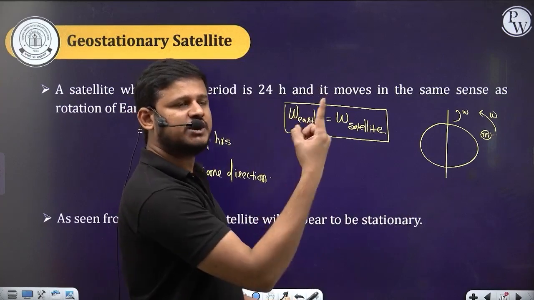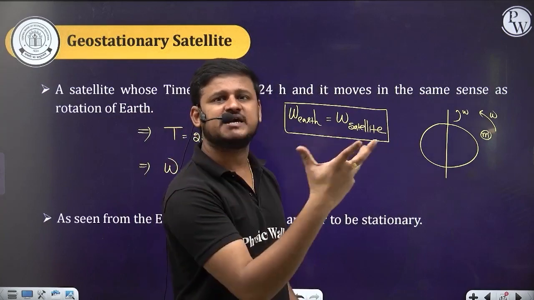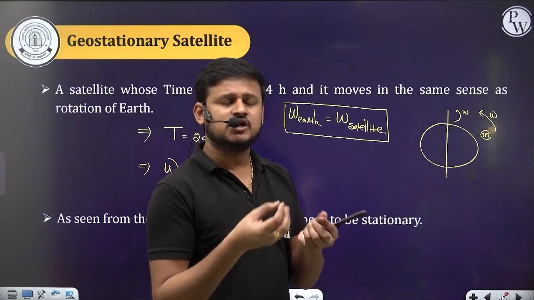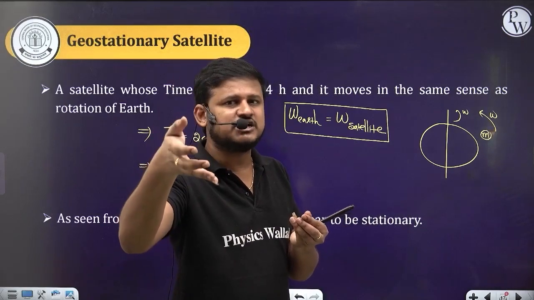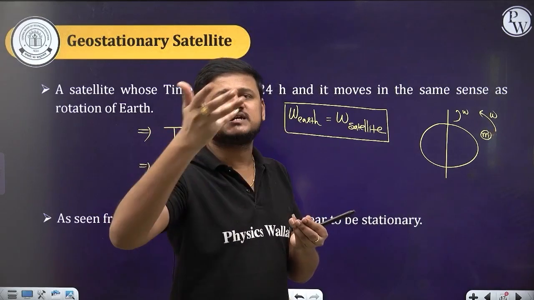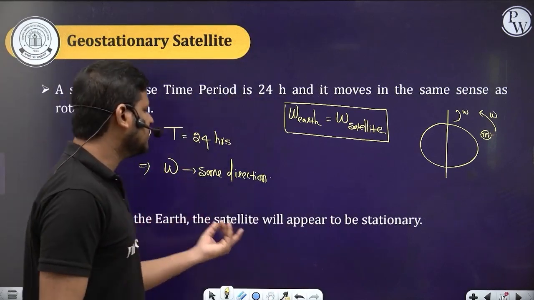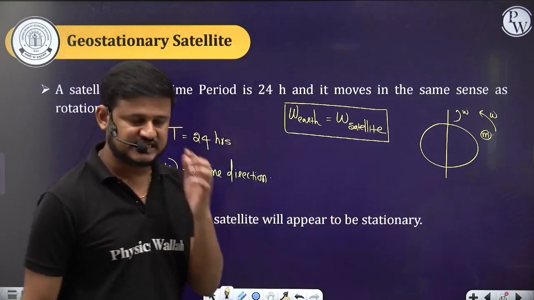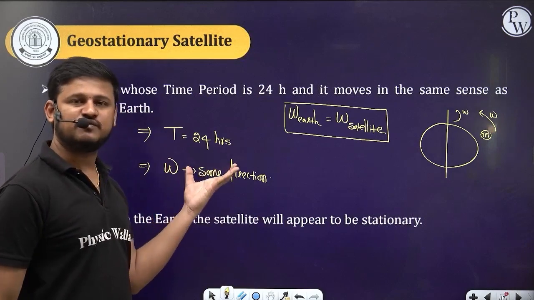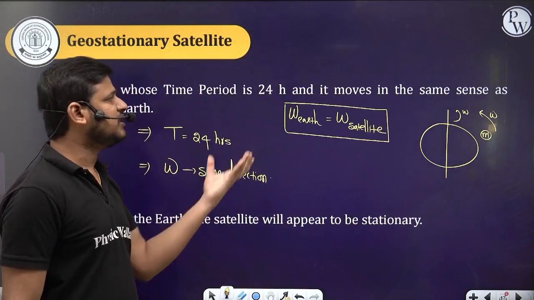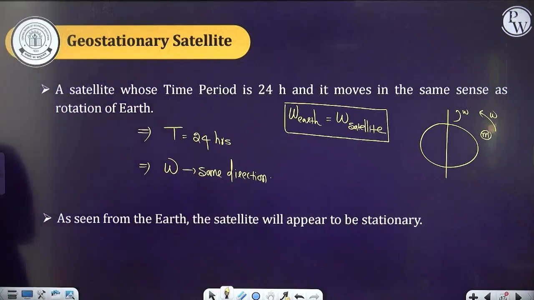Same way here also. The earth is rotating and the satellite is also rotating with the same omega and in the same direction. So if the earth observes the satellite, the satellite seems to be at rest. If the satellite observes the earth, the earth seems to be at rest with respect to the satellite. That's what the statement says: as seen from the earth, the satellite will appear to be stationary. Clear? So there are two conditions for a geostationary satellite: the time period should be 24 hours, and the rotation should be in the same sense as that of the earth.